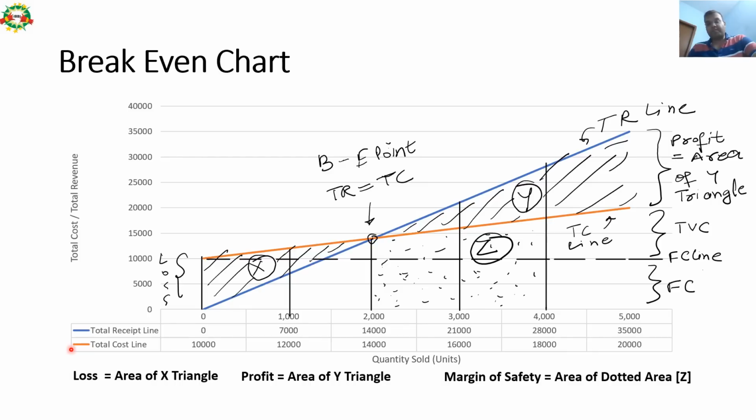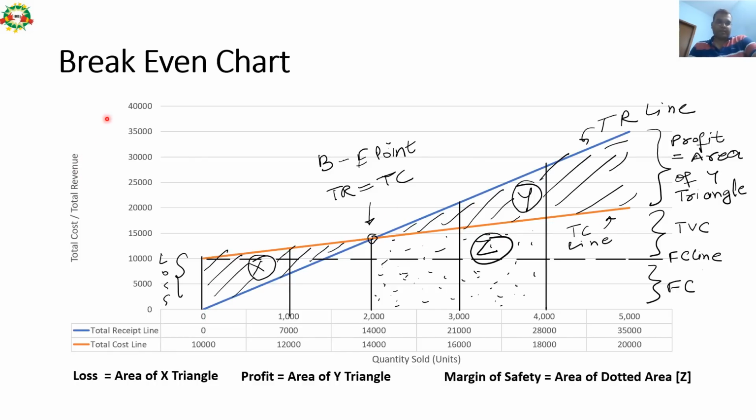Break even chart, break even topic is very important. At least 1 mark question is a must out of it. So please go through these three slides and you will be able to score at least 1 mark. So this is again the last example which we had discussed. The same data has been put in a graphical format. So here, if you remember, the total receipt line, this blue line is the total receipt line, right? And the total cost line is this red line.